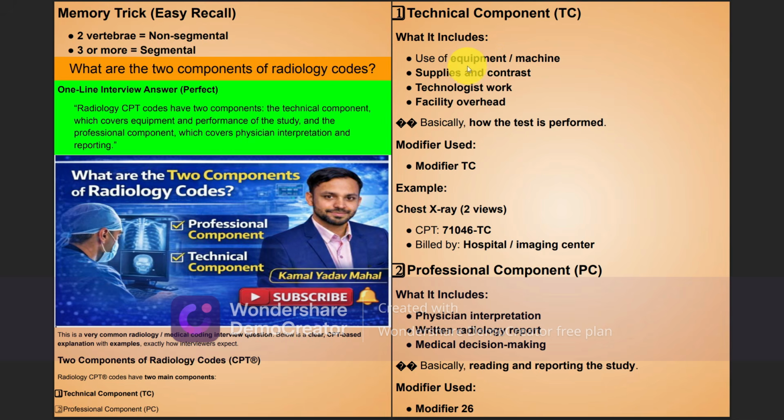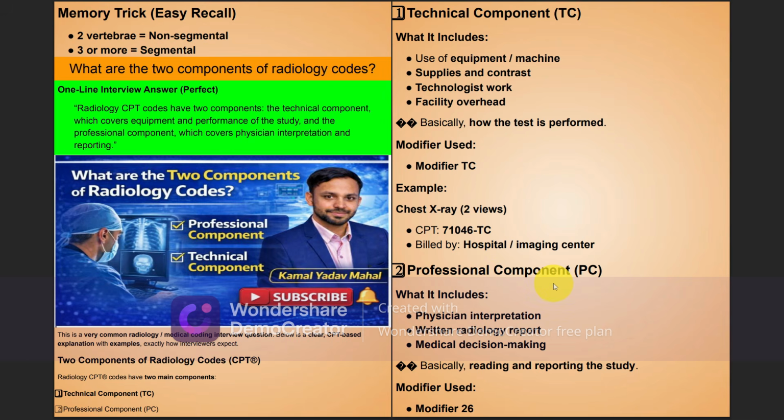What does it include? Equipment, machine, supplies and contrast, technologist work, facility, overhead; basically how the test is performed. These are all part of the technical component. The modifier used is TC, as I already said. Example: chest x-ray two views, CPT code 71046 TC, performed and billed by the hospital or imaging center, right? So they are billing with the TC modifier.